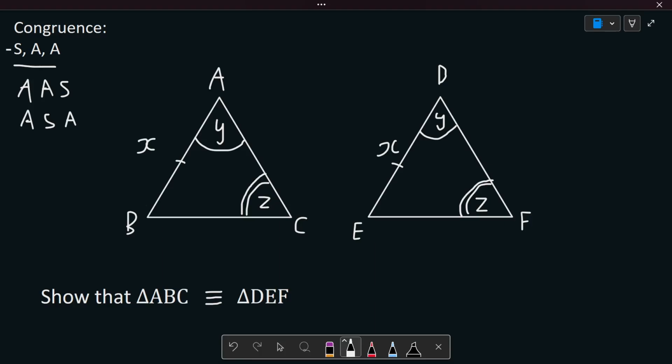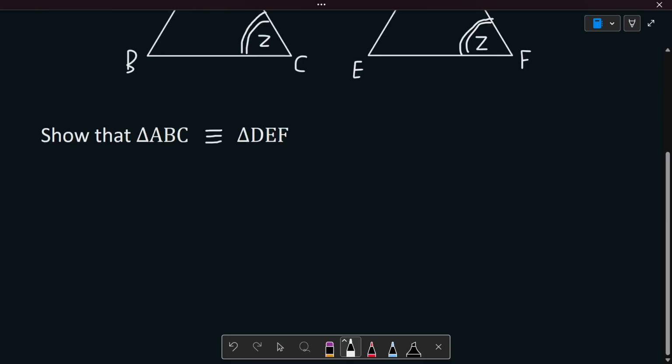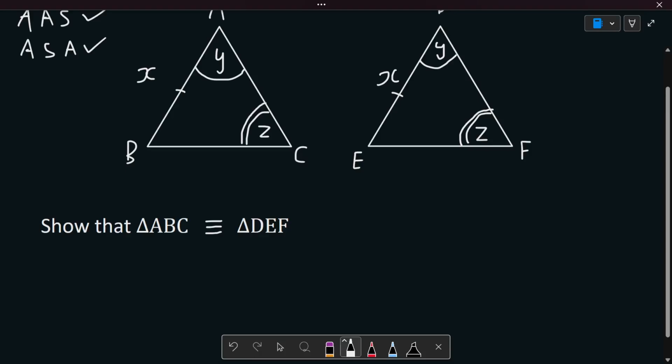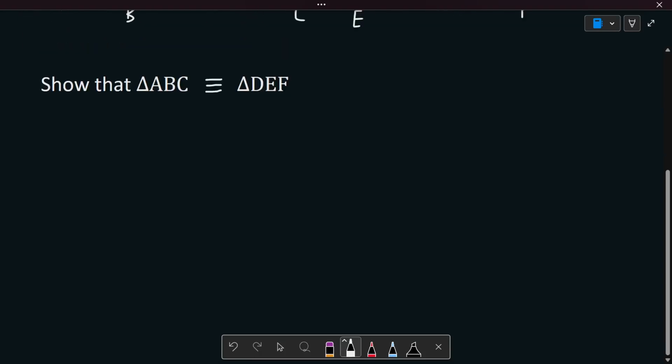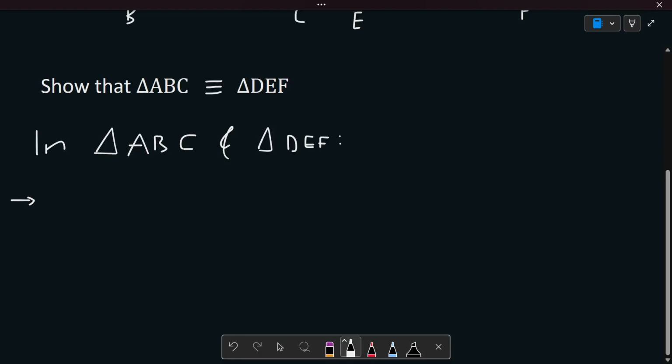Okay, so like I said over here, you can use this, or you could use this as well. So now let's answer this question. We need to show that triangle ABC is congruent to triangle DEF. Now, as you can see over here, we first need to state which triangles we're working with. So we say in triangle ABC and triangle DEF, colon. Now we're going to say, what are we working with first?